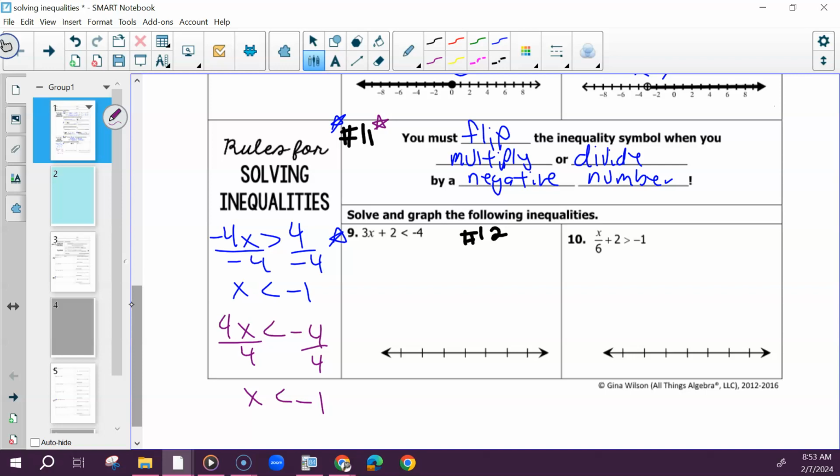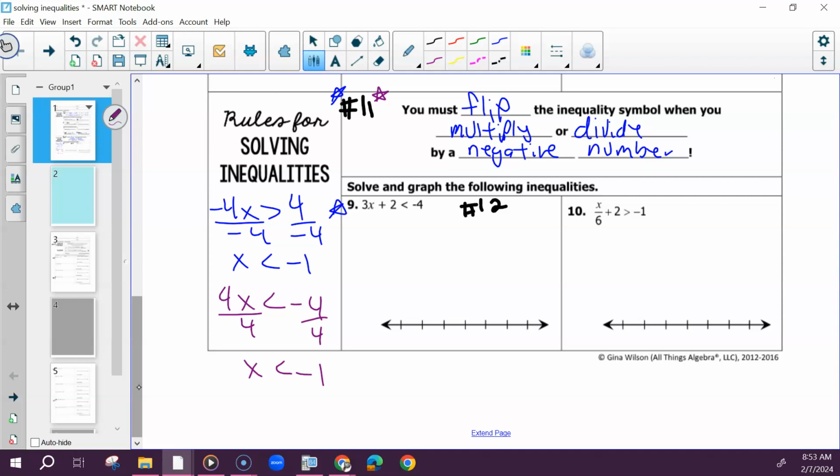Okay. The main thing about solving inequalities is that you solve it the same way you would solve equations, just keeping your inequality rules in mind. So how would we solve number 9? Subtract 2. We have 3x is less than negative 6. And then, to solve this, divide 3 on both sides, correct? And then when we divide, does the sign change? No, it stays the same.